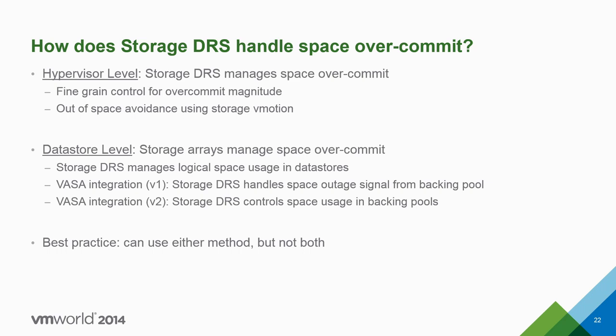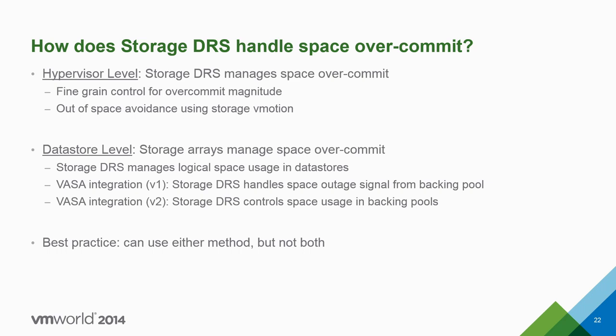The answer is, it really depends. If you use storage DRS at the VMDK level for controlling the overcommitment of space, what you have is fine-grained control of how much space overcommitment there is on that data store. If you use the data store level, it's really not a problem. This is one of the common deployment scenarios. Storage DRS, in those cases, really understands the actual space consumption of that data store.